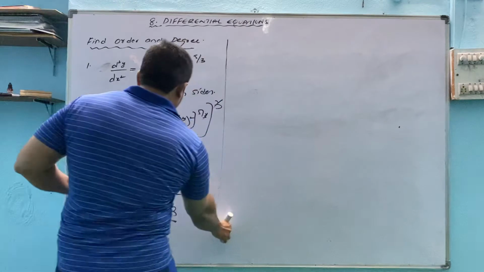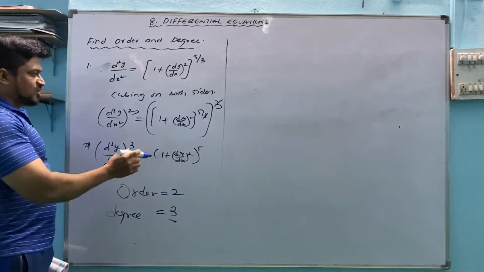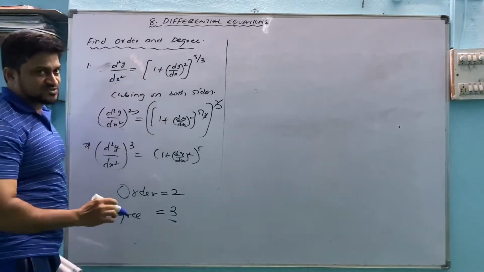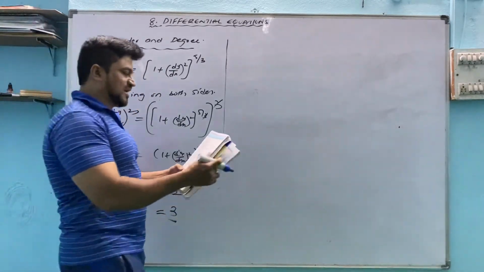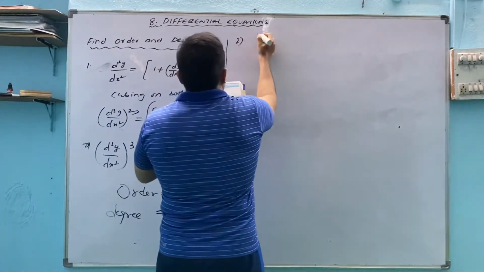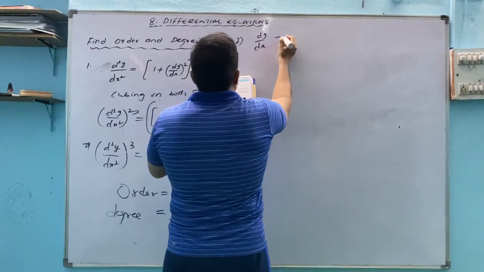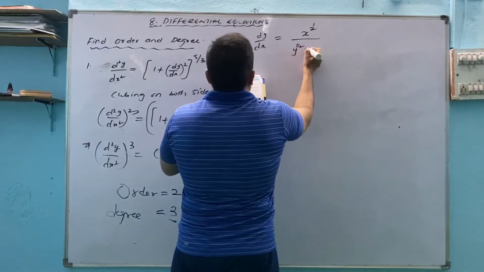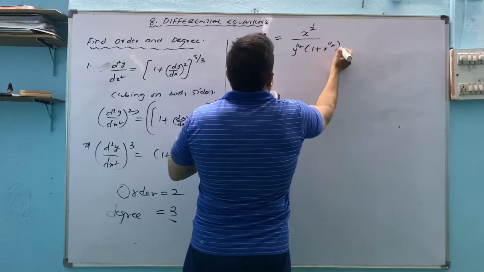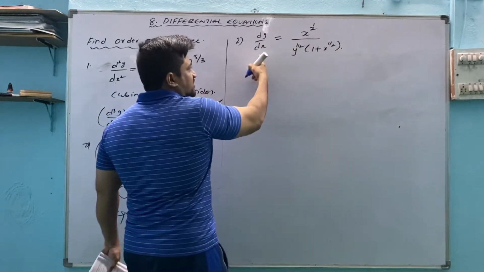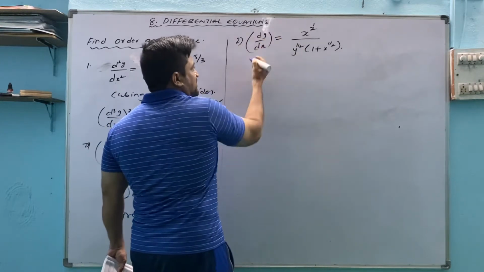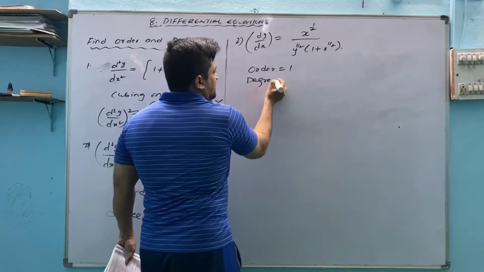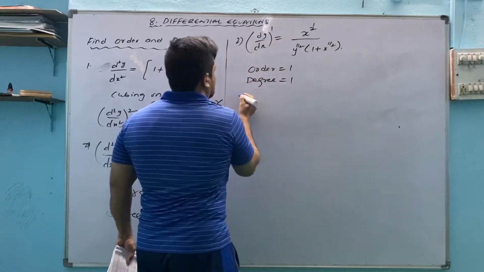See, what I told you, fractions should not be there for derivative values. X and y may have fractions. X and y value has fractions. We don't have any fractional value for the derivative function. So order you can write directly 1. Degree is again 1.